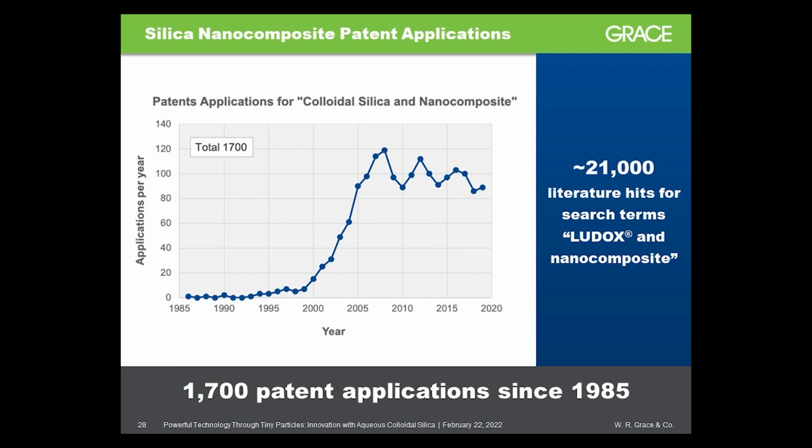One interesting point is the strong, relatively recent interest in nanocomposites as reflected in the open scientific literature and in patent applications. A recent search of the scientific literature using a combination of the terms Ludox and nanocomposite returned over 21,000 hits. There has also been a strong increase in industrial interest since the late 1990s, as shown in the graph. This graph is based on a patent search that involved the combination of the terms colloidal silica and nanocomposite. A total of over 1,700 patent applications have been filed since 1985 involving this topic.